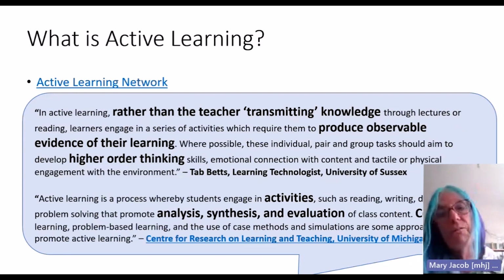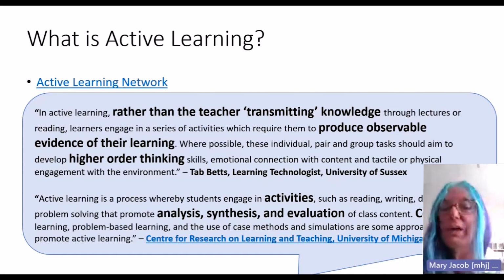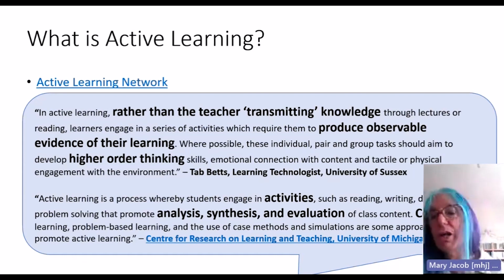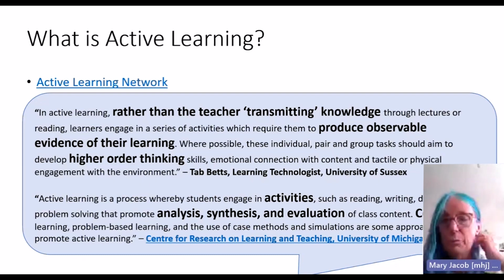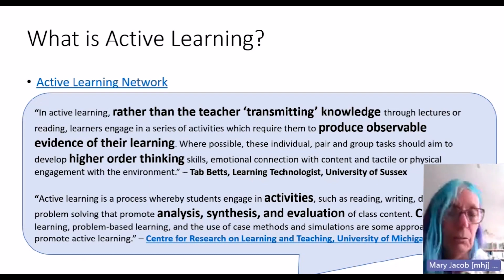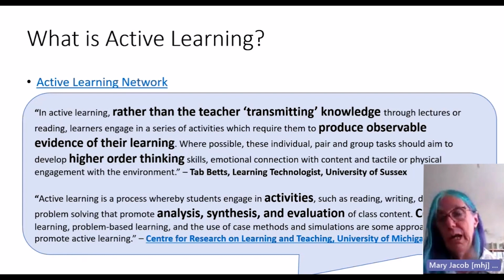This other definition is also on the Active Learning Network webpage, but it's from the University of Michigan. Here they take a slightly different angle. They're looking at activities. What are the activities we want our students to do? Then again, they focus right back on that higher order thinking: analysis, synthesis, evaluation. Those of you who know Bloom's taxonomy, which I imagine most of you do, there it is right there. They also emphasize cooperative learning, so we're going to look at that in a moment.